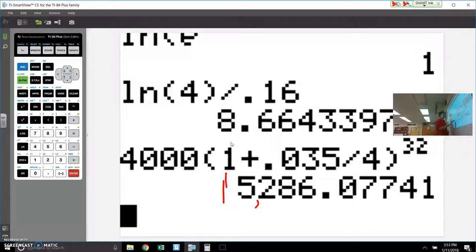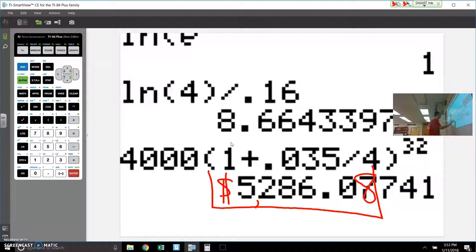So what we're looking at is $5,286 and then 78 cents. It looks like that one's going to round up. Okay. Questions on that, please ask me tomorrow. I think that one's really mostly review.